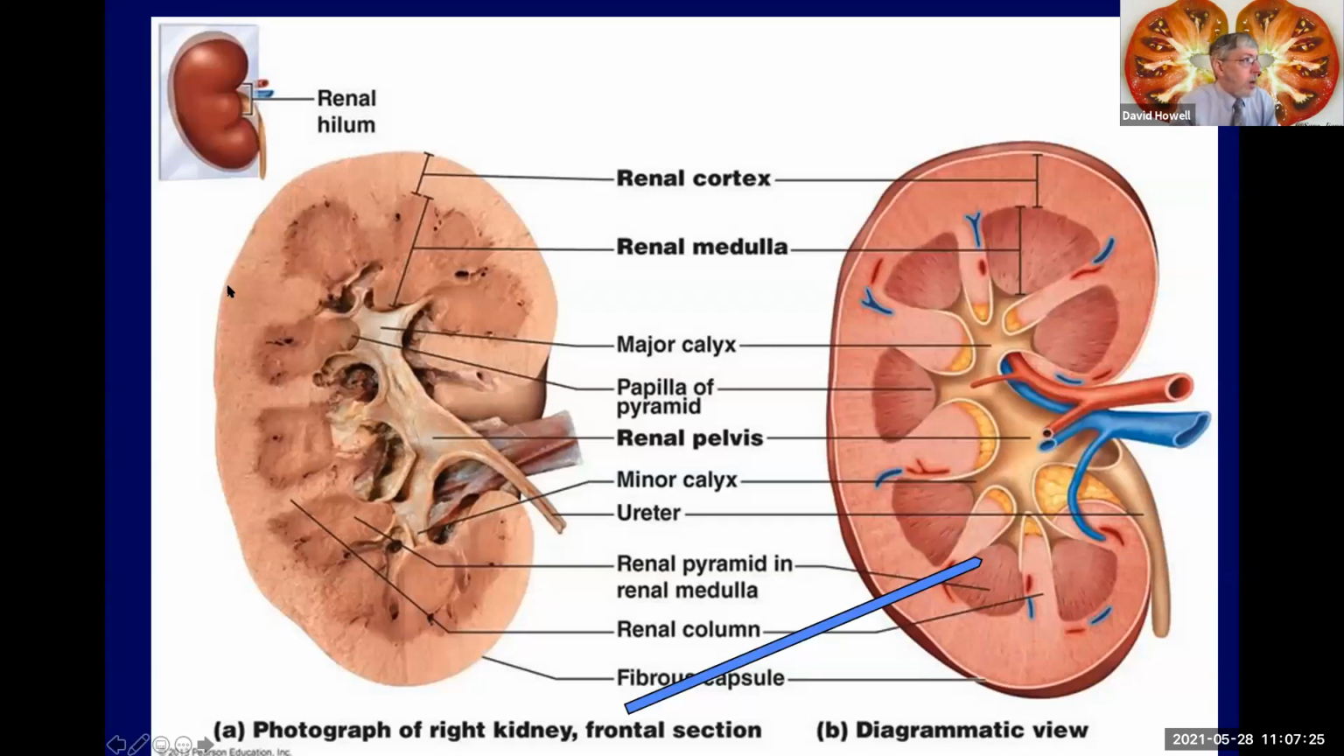So glomeruli are present in the outer portion of the kidney or cortex. That's this light brown stuff here in an actual cross-section of a kidney. Deeper to that is the medulla, and the medulla doesn't contain any glomeruli. So if you want to analyze glomerular disease, you have to get a sample that includes renal cortex.